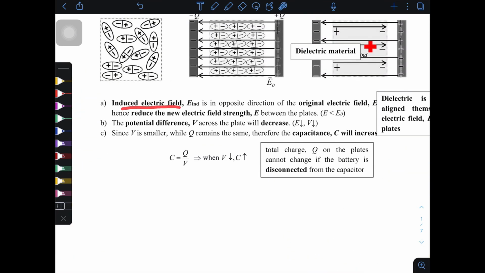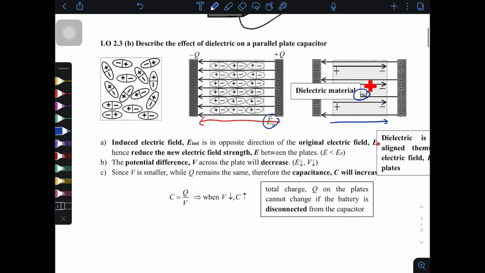Induced electric field, E-induced is in opposite direction of the original electric field, E0. Okay, so E0 kita daripada kanan ke kiri, tetapi E-induced saya daripada kiri ke kanan. So this is E-induced and this is E0. Hence reduce the new electric field strength between the plates. Tetapi E-induced nilainya kurang daripada E0. That's why tadi saya kata E-induced ada 3, E0 saya ada 4. Sebelum ni E0 saya ada 7.